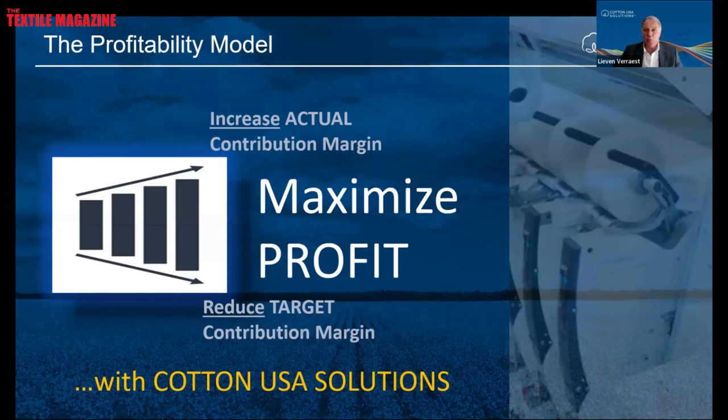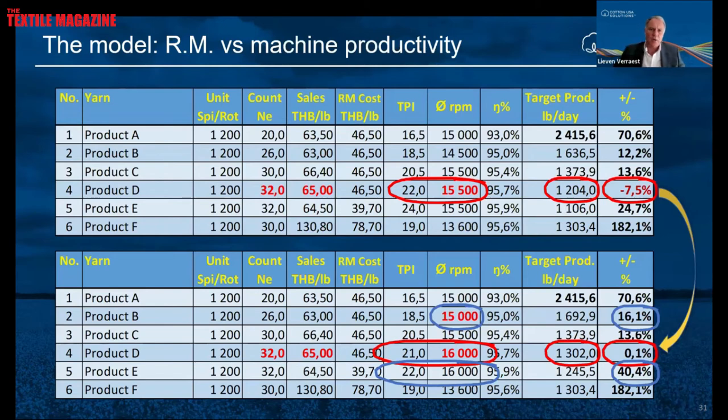And finally, if we open the scissors that the arrows here show on this slide, it shows how it works to maximize your profit. Simply by increasing the actual contribution margin and reducing the target contribution margin, you will maximize your profit. And then going to a little example, we have here a daily chart of some different products, and we see that, for instance, on the above table, product D is not making any profit. It is actually making a loss of 7.5%.